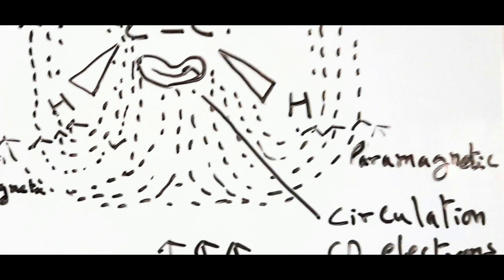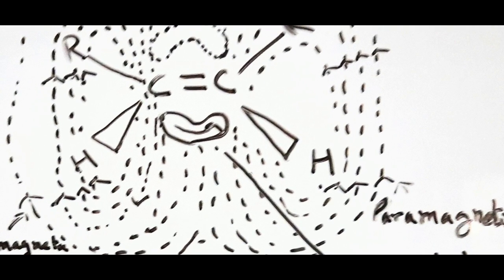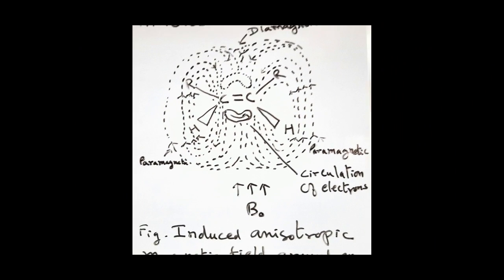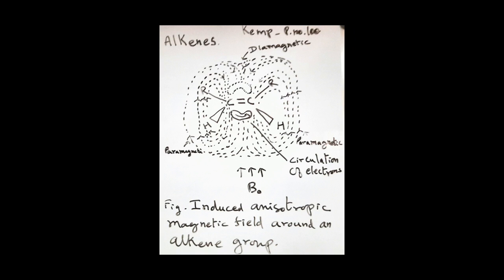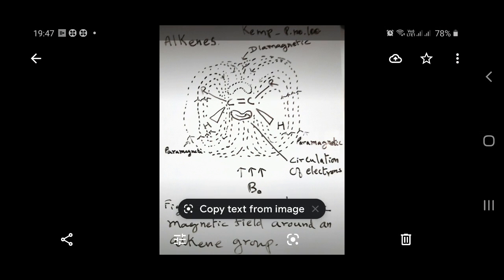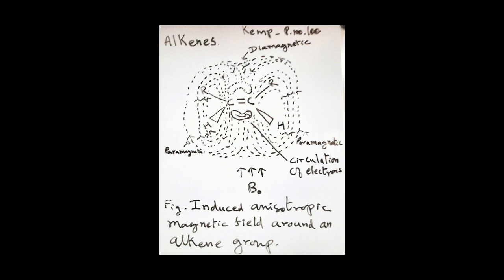So the protons of a molecule of ethylene are experiencing a higher de-shielding effect, or a paramagnetic effect, when they are placed in a magnetic field B0, due to the anisotropic magnetic field produced by the circulation of pi electrons in a molecule of ethylene. Let us see a few more examples.